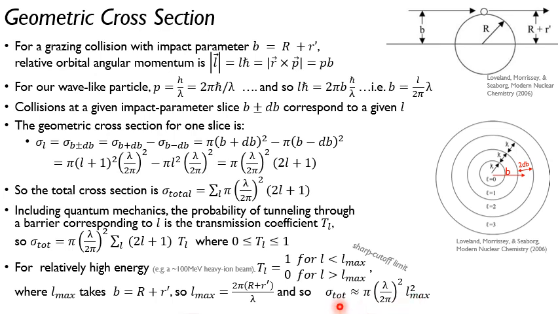So then our total cross-section in this geometric picture is going to be pi times the reduced de Broglie wavelength squared times the maximum orbital angular momentum squared, where you solve the maximum based on the sum of the radii of the 2 nuclei that are interacting and the de Broglie wavelength that describes the collision. So this is just the energy-dependent part.